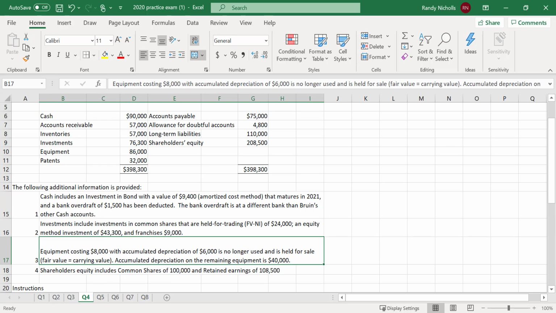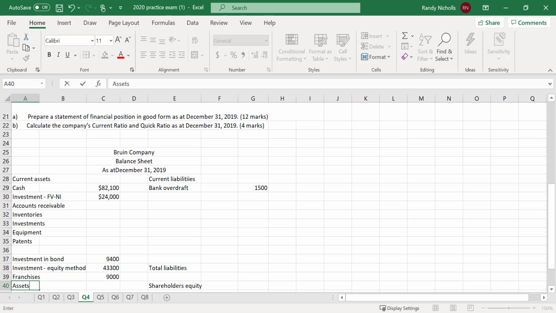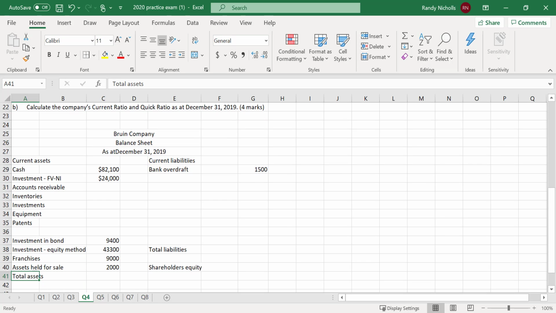Okay. Equipment costing 8,000 with accumulated depreciation of 6,000 is no longer used and is held for sale. Fair value equals carrying value. Accumulated depreciation on the remaining equipment is 40,000. So we didn't spend a bunch of time on held for sale, but that has to be disclosed separately, and basically fair value, what you can sell it for. So in this case, it's 8,000 minus 6,000. I've got assets held for sale. And it's 2,000, right? 8,000 minus 6,000.